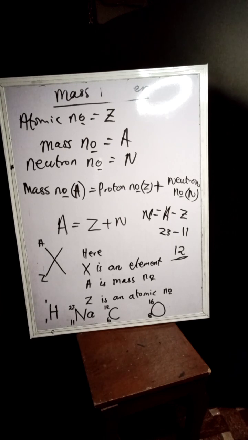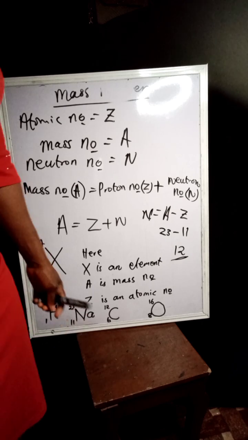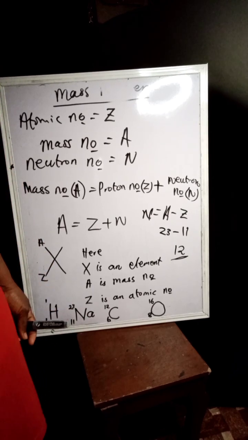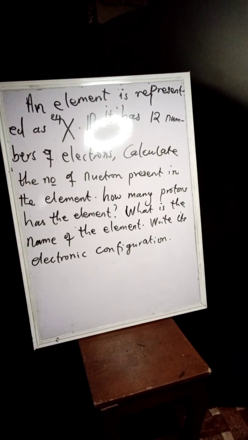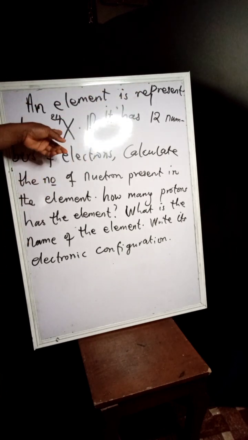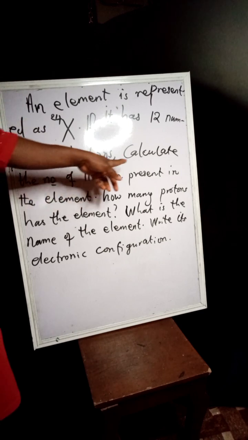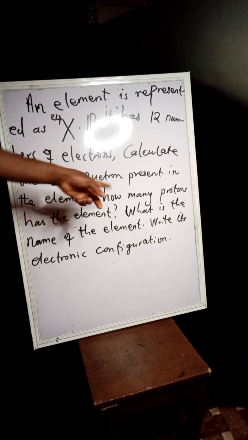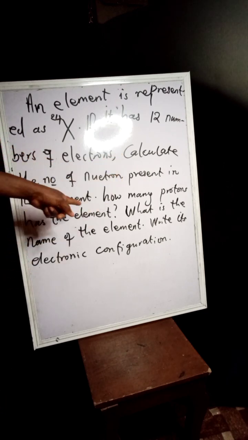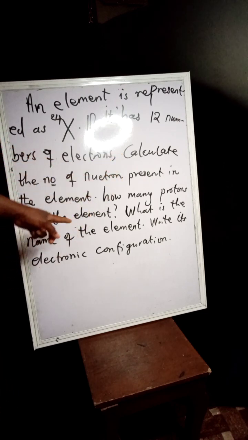So I will give you one now that you will solve. This says an element is represented as this. If it has 12 electrons, calculate the number of neutrons present in the element. How many protons has the element? What is the name of the element?